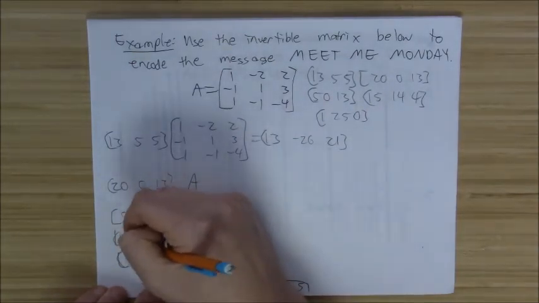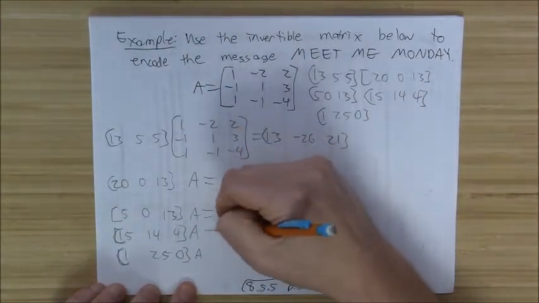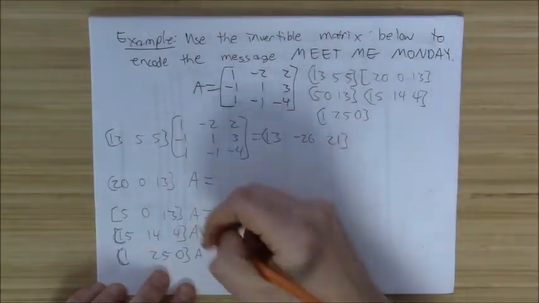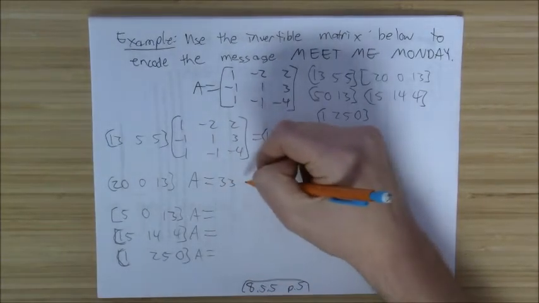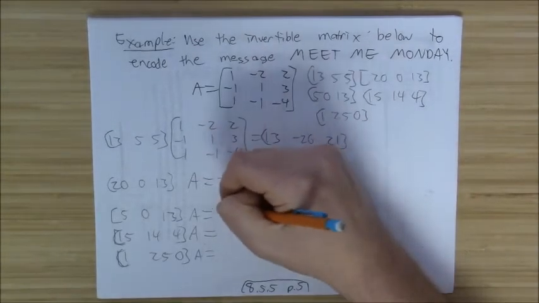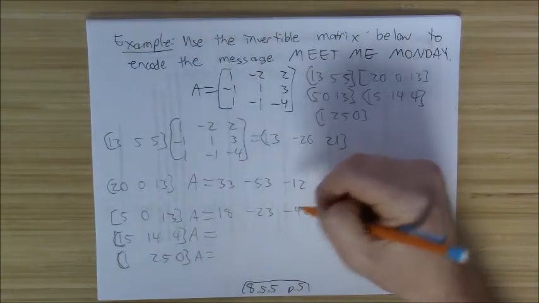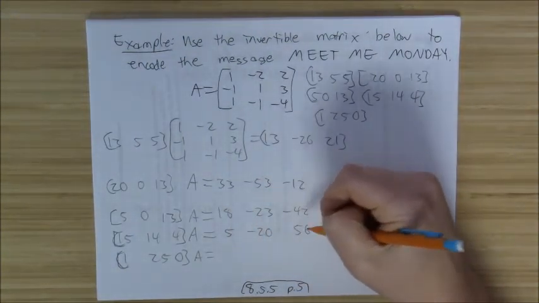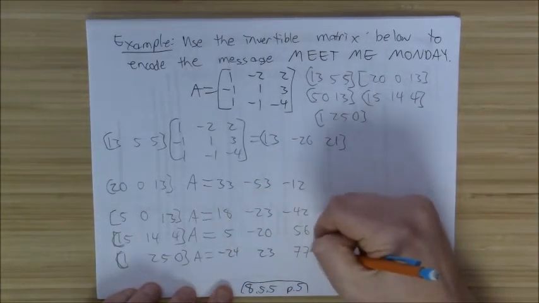Speeding this up, if you were to actually go through and do these, you would end up with 33, negative 53, negative 12, 18, negative 23, negative 42, 5, negative 20, 56, and negative 24, 23, and 77.